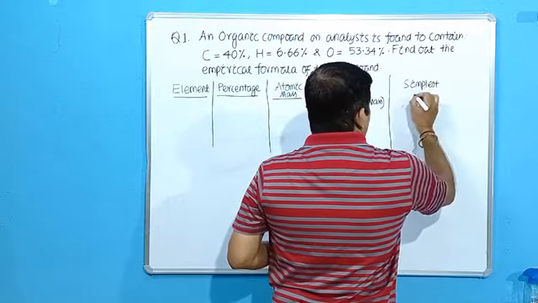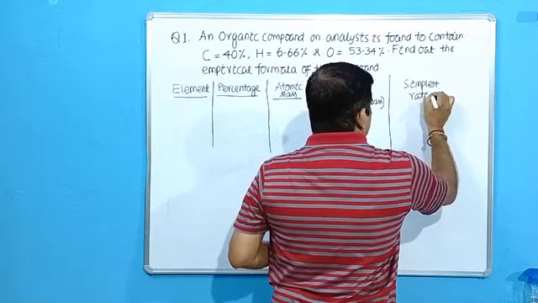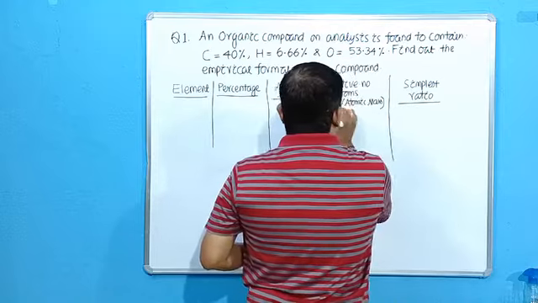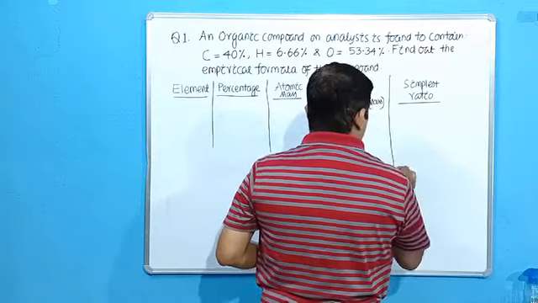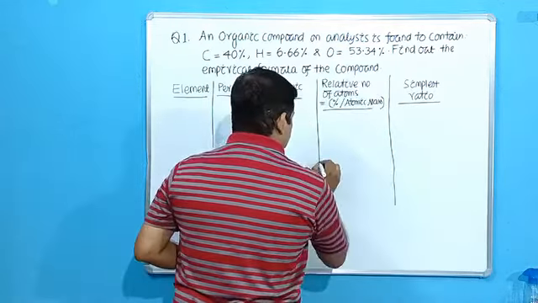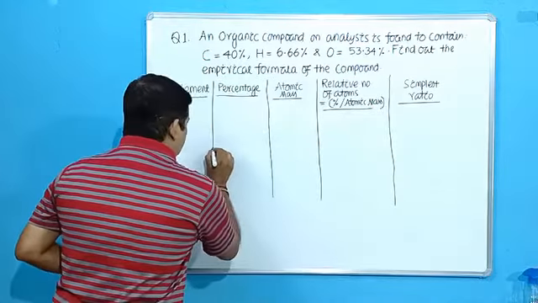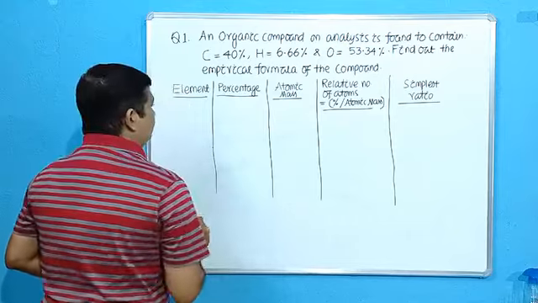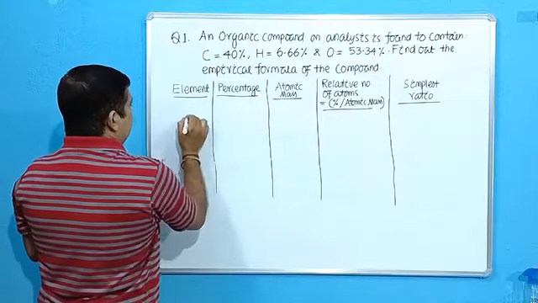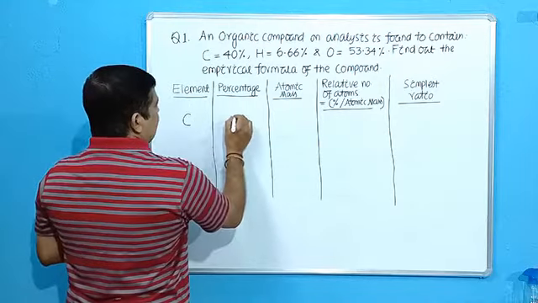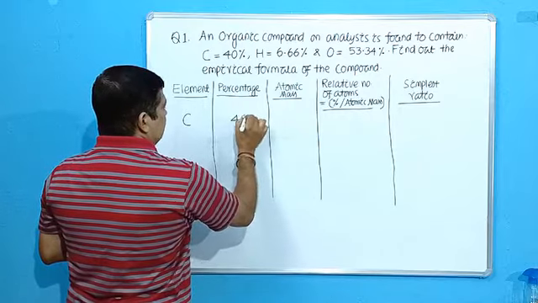Simplest ratio in which these elements will be present. So you have to make 5 different columns like this. Okay, like this. Then you can see column first. Starting from this one, the first element given is carbon. Percentage is 40%.